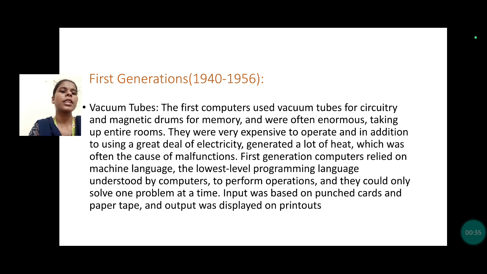First generation is 1940 to 1956. Vacuum tubes. The first computers used vacuum tubes for circuitry and magnetic drums for memory and were often enormous, taking up entire rooms. They were very expensive to operate and, in addition to using a great deal of electricity, generated a lot of heat, which was often the cause of malfunctions.